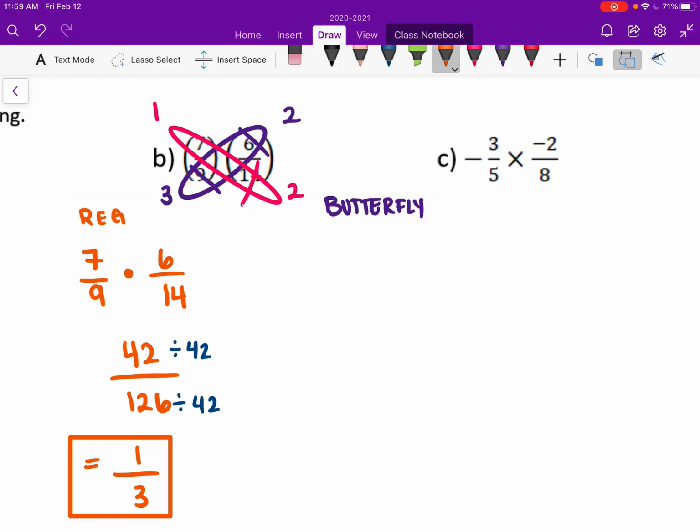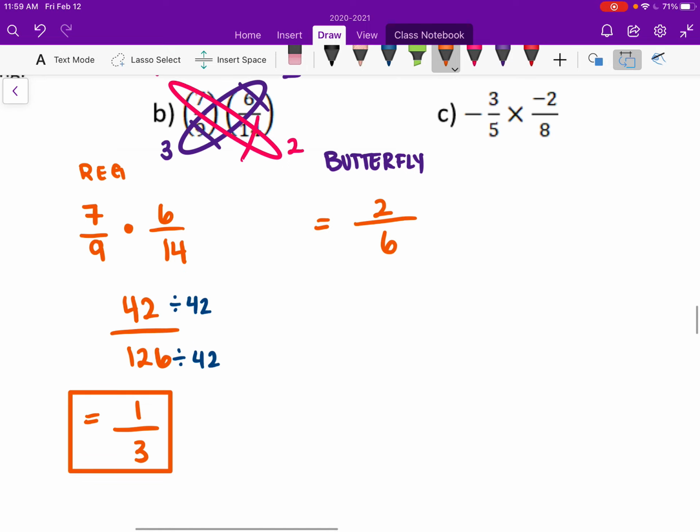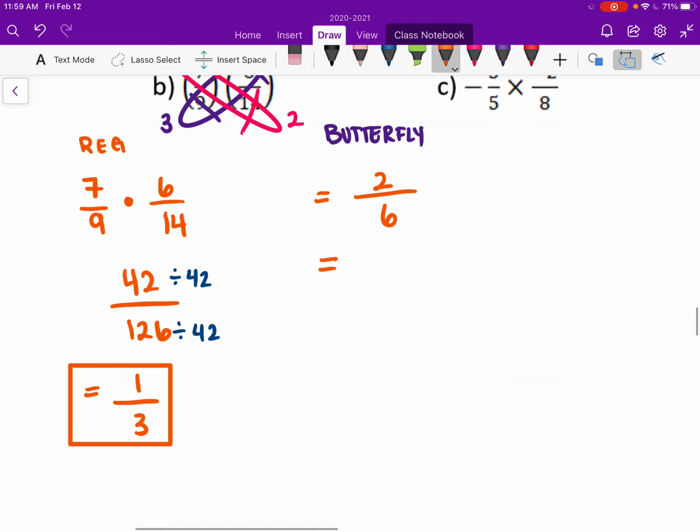So I'm left with 1 times 2, 2. 3 times 2, 6. Notice how this is so much easier to work with than 42 over 126? Yeah, right? That's why I do it this way. So I have 2 over 6. Then I can divide both by 2, and I'm left with 1 over 3.